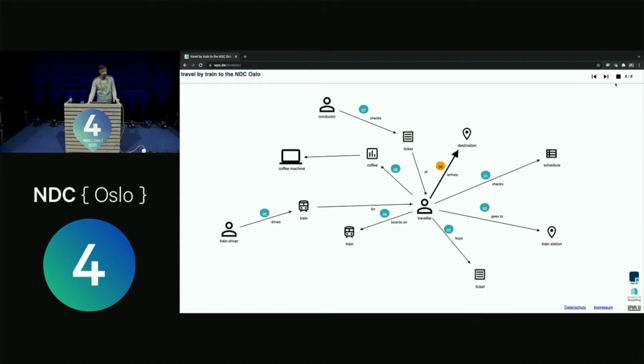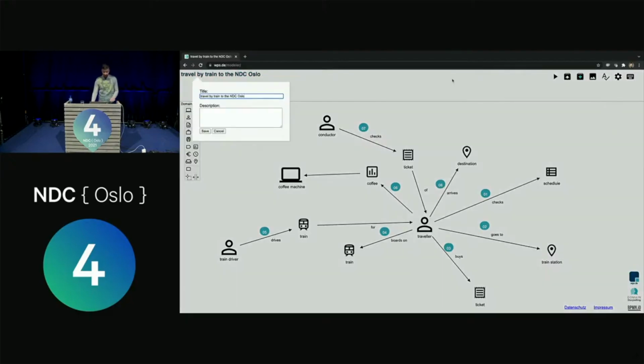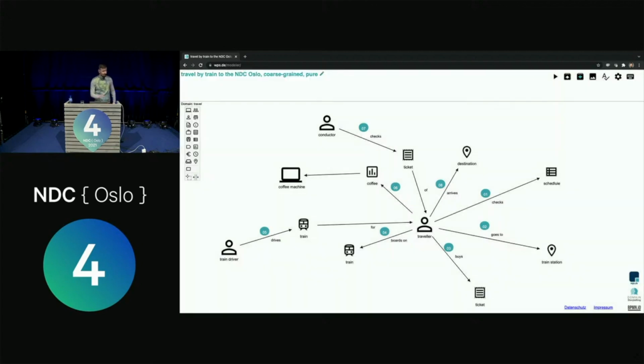Okay. So what we've seen is apparently a coarse-grained story, and also a pure story because there are no IT systems in it, and coarse-grained because we're not looking at all the details, we're looking from a broad perspective. So for example, we're just saying the traveler buys a ticket, but of course, buying a ticket, there's 20 sub-steps in that step again.